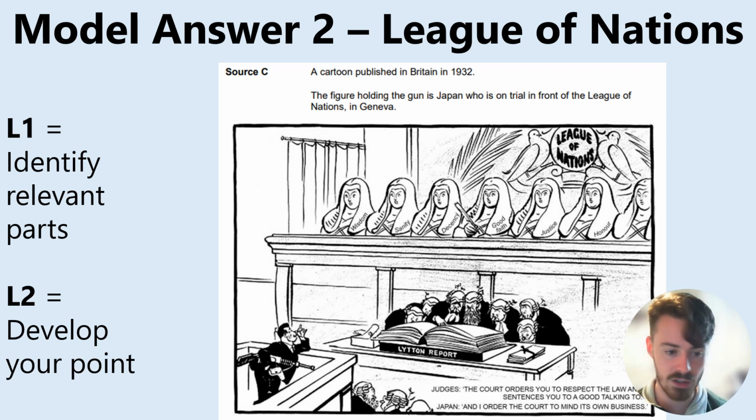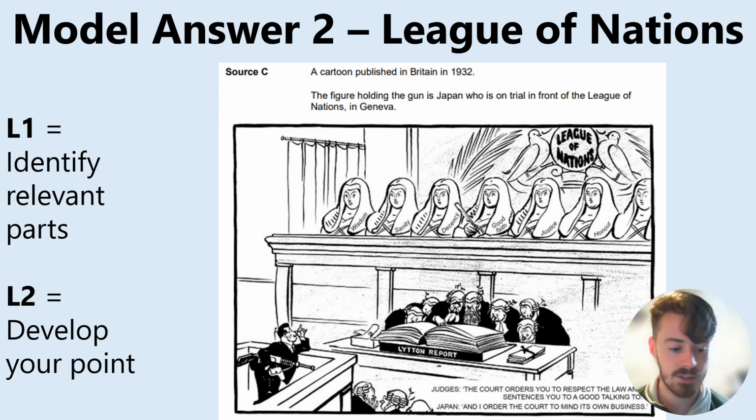In the content, you can see the court is ordering Japan to respect the law. Let's think about what that's referencing. It's talking about the Manchurian crisis. Japan has invaded another country and the League has gone in to stop it. The League's response took 6 months. You can see they've got the Lytton report in front of them. The Lytton report took 6 months to create, which was too long to actively stop Japan. So they're making the League out to be slow and dithering and reading their little books and not actually dealing with any problems. That is critical of the League.